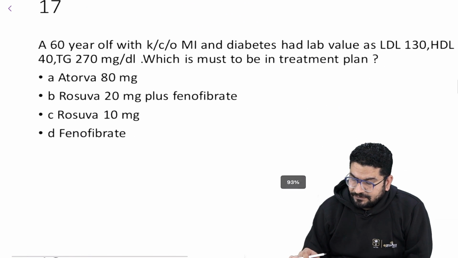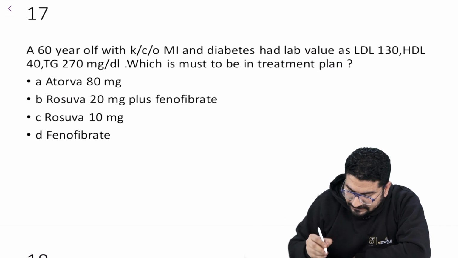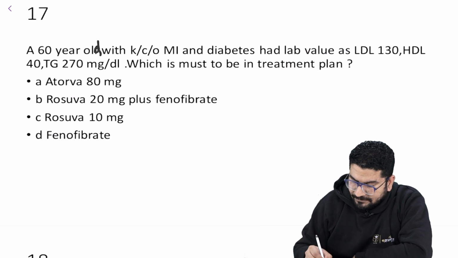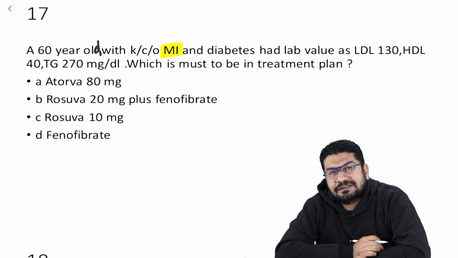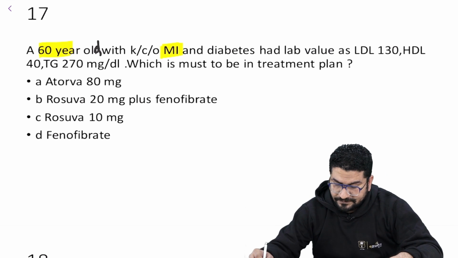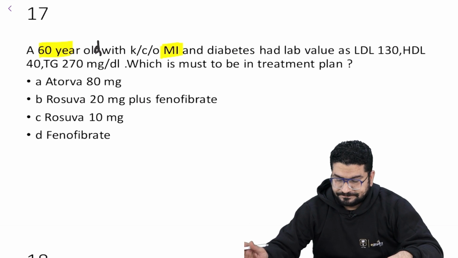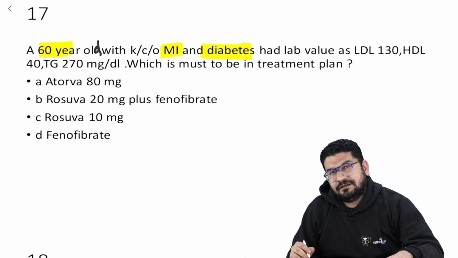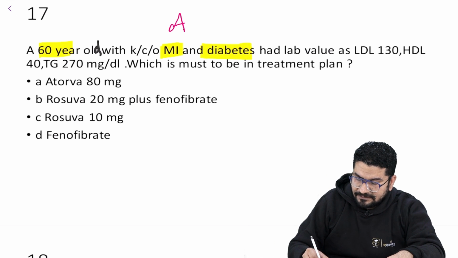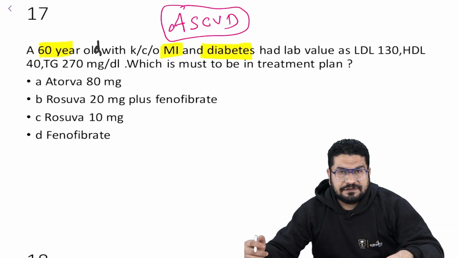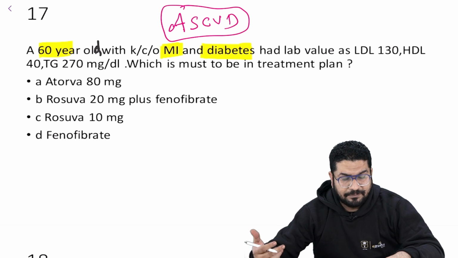Coming to the next MCQ, you can see a 60-year-old with a known case of MI. First, you can see the age of the patient, 60 years. Then there is a known case of MI and diabetes. Like in Harrison, we use the term atherosclerotic cardiovascular disease. So the patient can develop heart disease, and already now the patient is having MI.